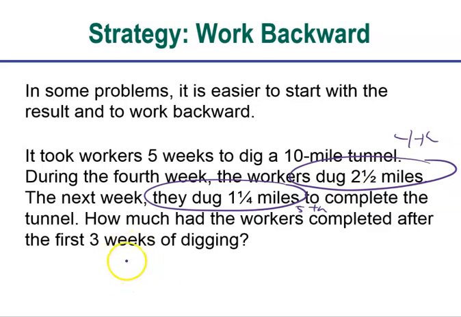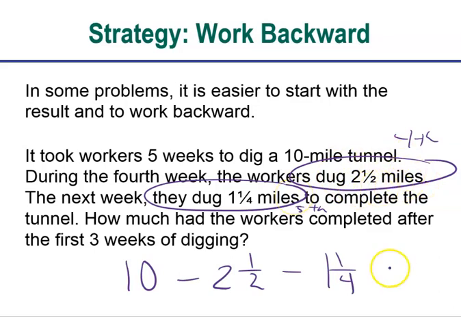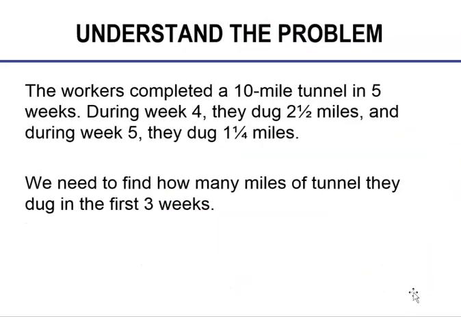So we can calculate 10 minus the 2.5 from the 4th week, minus the 1.25 from the 5th week. That is going to be our answer for the 3 weeks, right? So the workers completed a 10-mile tunnel in 5 weeks. During week 4, they dug 2.5 miles. During week 5, they dug 1.25 miles. We need to find how many miles of the tunnel they dug in the first 3 weeks. Again, let's subtract.